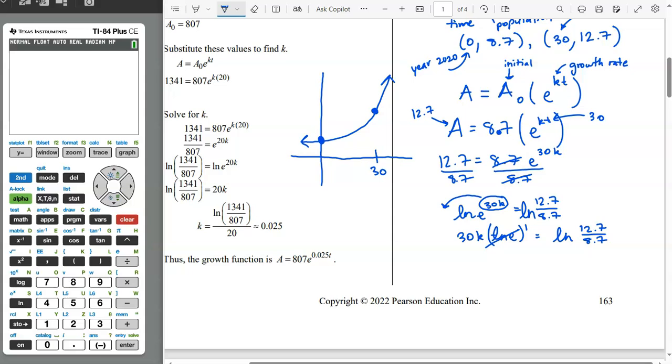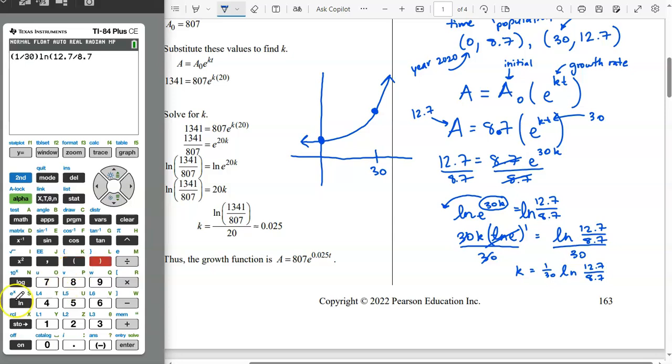And then we almost have k solved for us, so we just need to divide both sides by 30. These 30s will cancel, and we're going to get k equals, I'm going to get a number for this, but for the time being we have 1/30th the natural log of 12.7 over 8.7. This would be an exact answer, but that is not very wieldy, so we're going to get a decimal, and that gives us a growth rate.